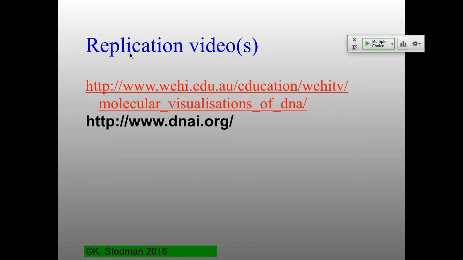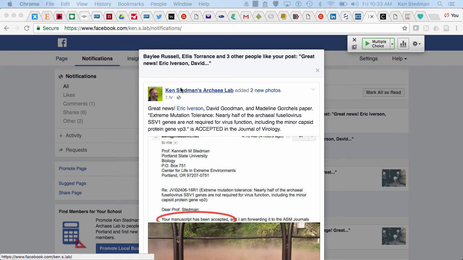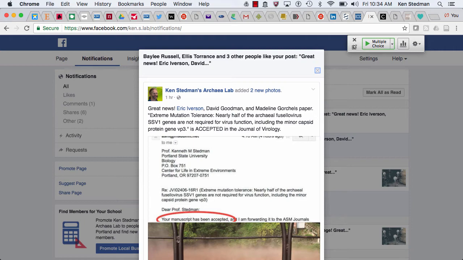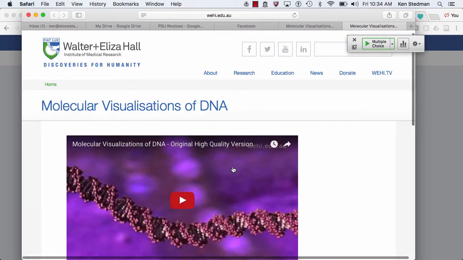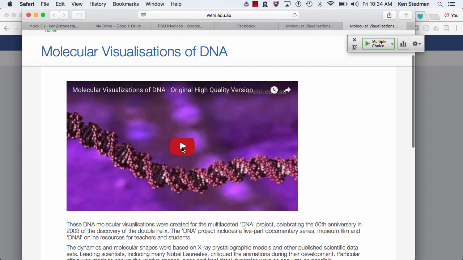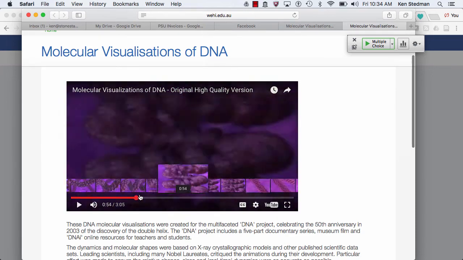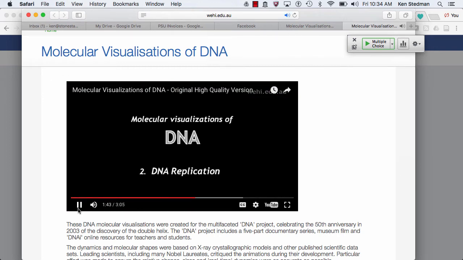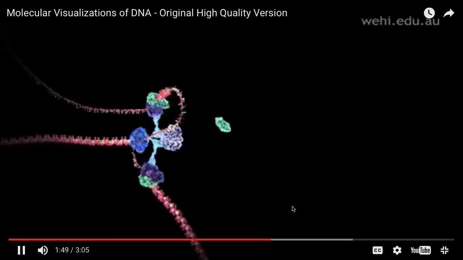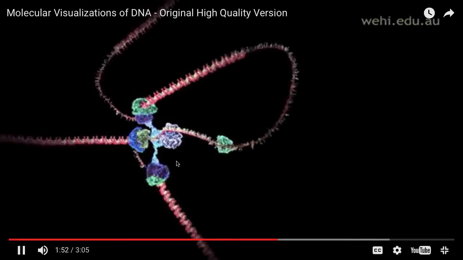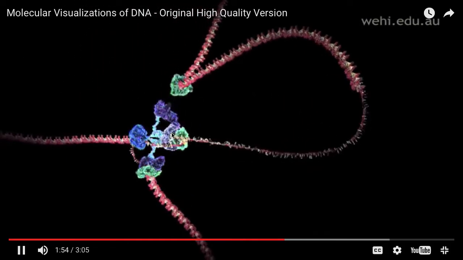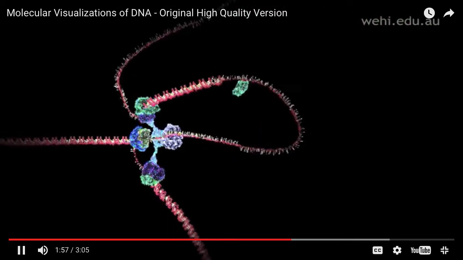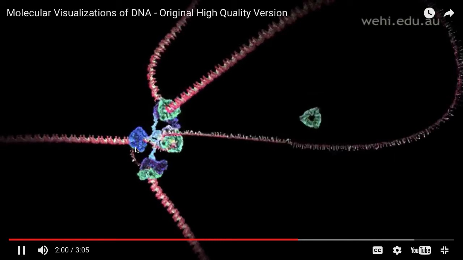So what does this look like? This is one of my favorite videos for looking at these molecular visualizations of DNA. This first part is where we have nucleosome condensation. If you go a little bit further, now we'll look at the DNA replication process. So here is our complex. Right here, there's the lagging strand like this. Your leading strand is down here.